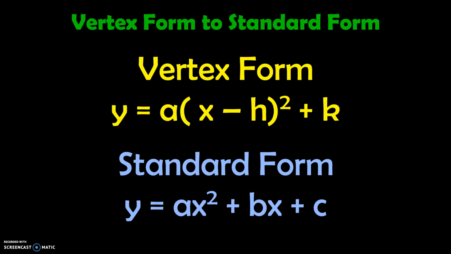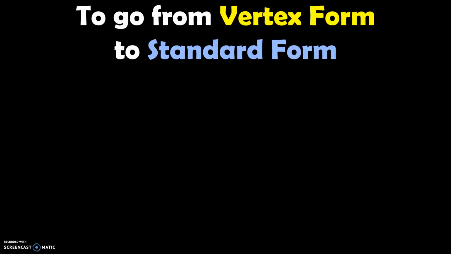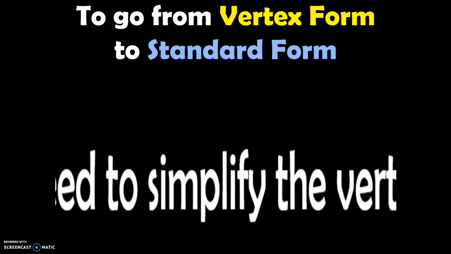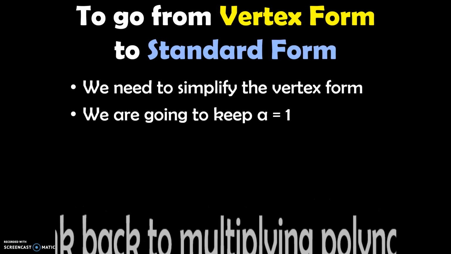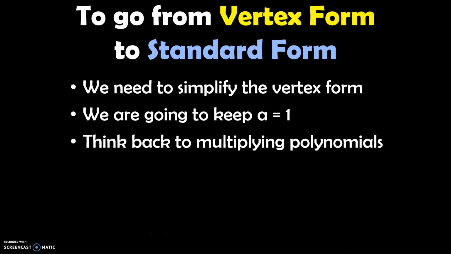So just as a reminder, the vertex form is y equals a times the quantity x minus h squared plus k. We are going to take that and put it into the standard form of ax squared plus bx plus c. To go from the vertex form to the standard form, we're going to do a couple of steps. We just need to simplify the vertex form essentially. We're going to keep a as 1 in this class. In the future, it might be different.